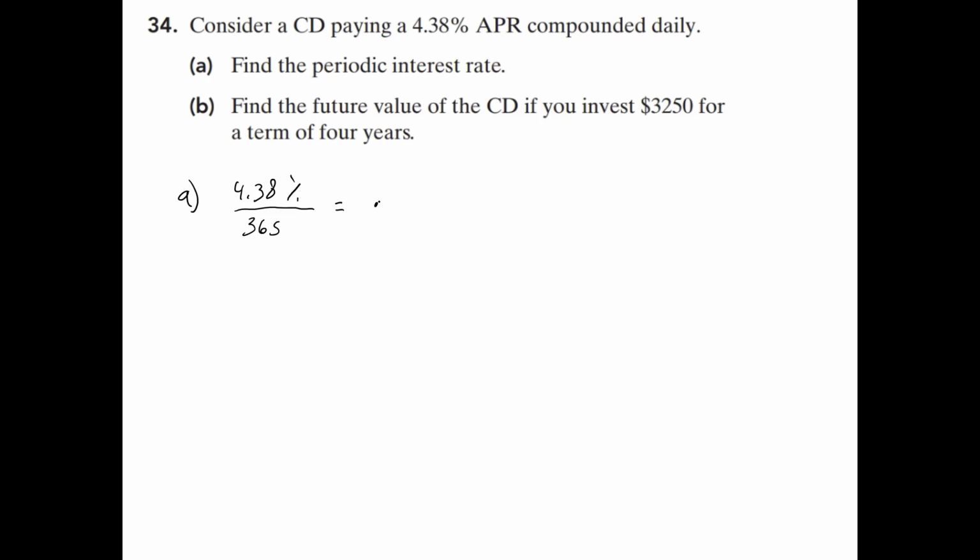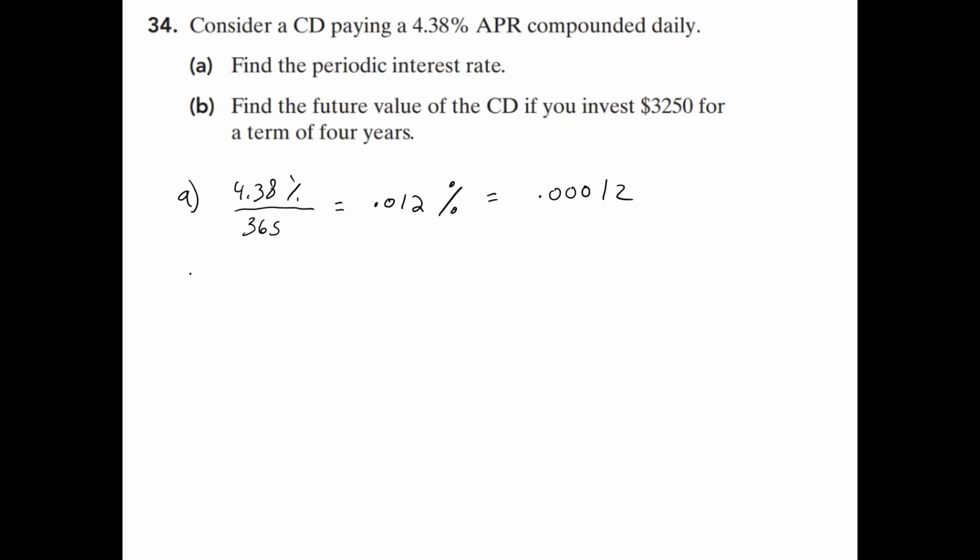0.012%. Don't forget the percent symbol. That looks like a percent, but it's not a percent. You need the percent symbol. Now we move the decimal point over another 2 places. So you're going to get 3 zeros in front, and that is your periodic interest rate, right?